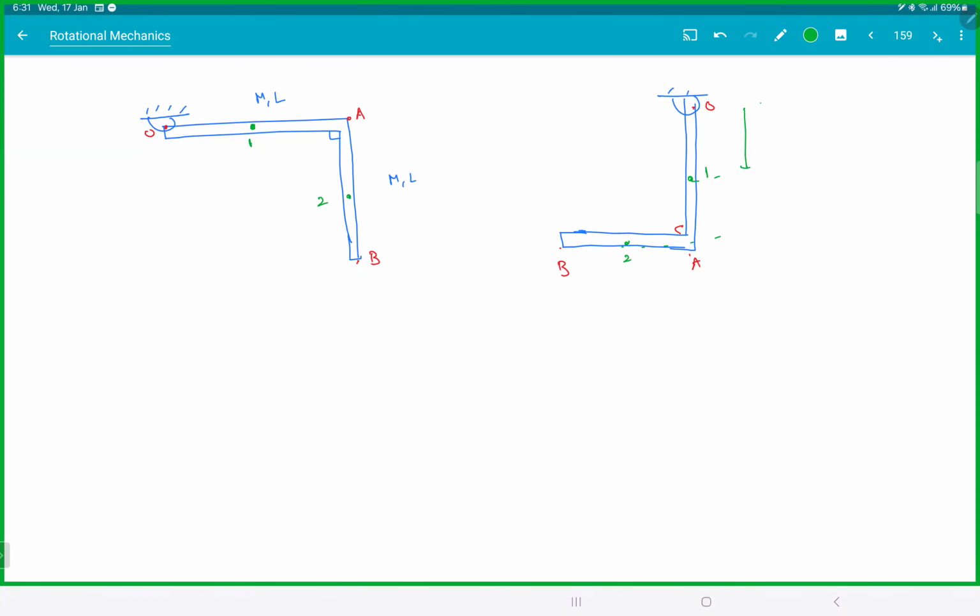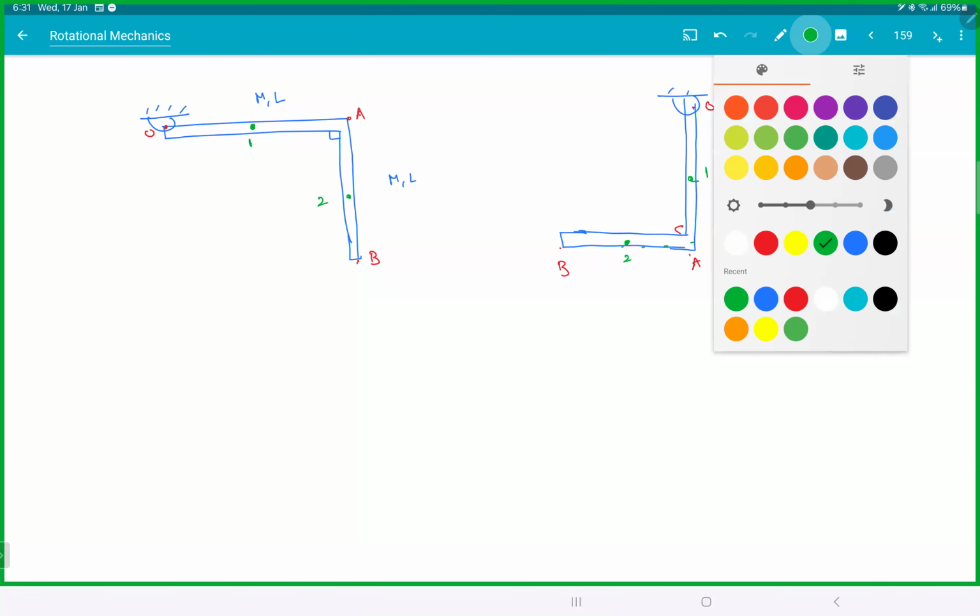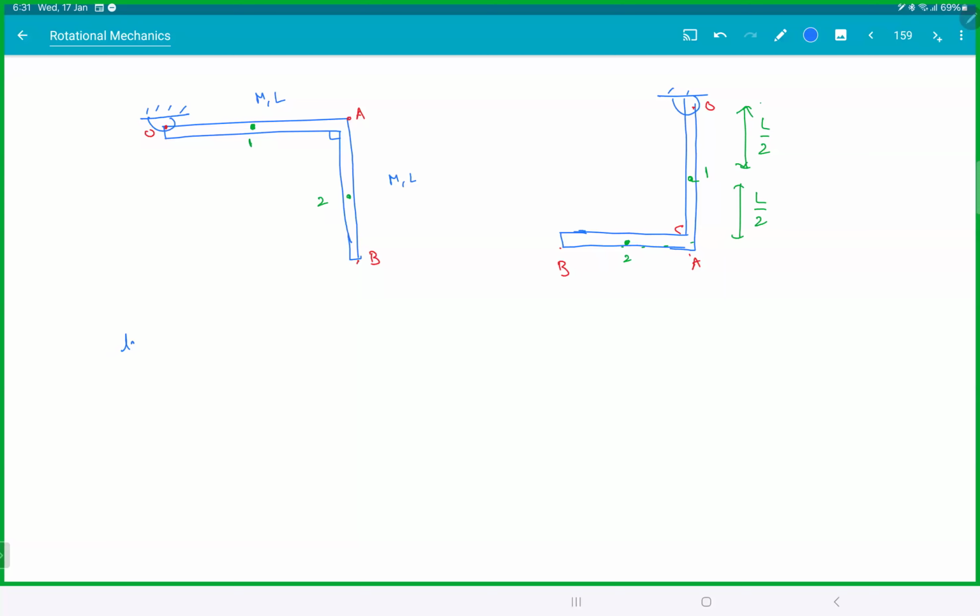That means this guy has traveled L by 2. This guy also has traveled L by 2. So I can directly write loss in potential energy is equal to gain in kinetic energy. So that would be mg L by 2. So you can take each rod separately. Could have taken center of mass, but potential energy we get easily if we take them separately. Now you'll take half I about hinge into omega square.